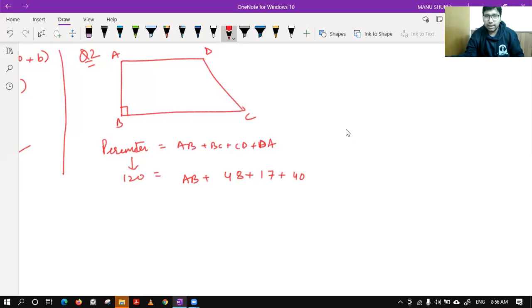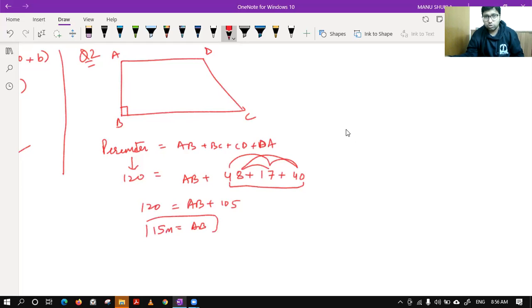Now let's add these three. What will we get? 40, 50, 90, 98 plus 7, 105. So AB plus 105 is equal to 120. That gives us AB is equal to 120 minus 105, that is 15 meters. So we have got the height is equal to 15 meters.